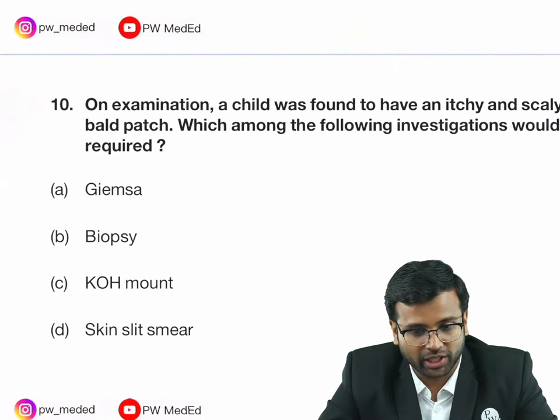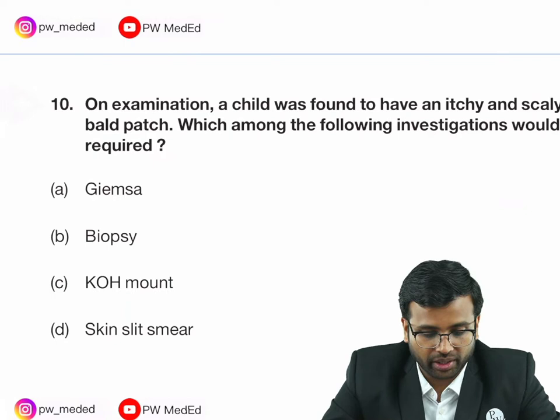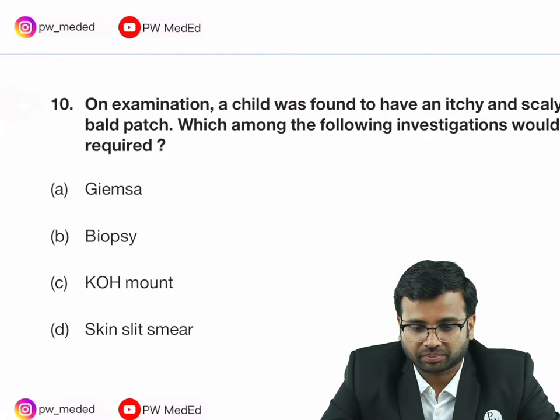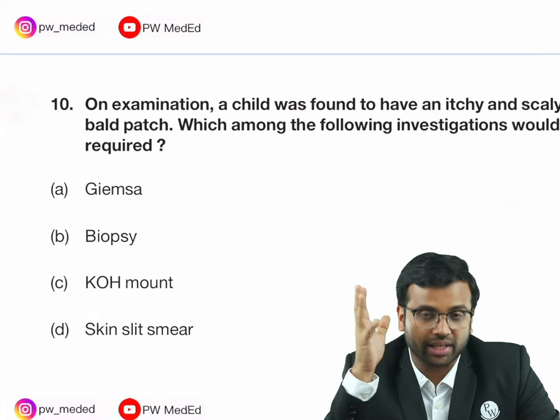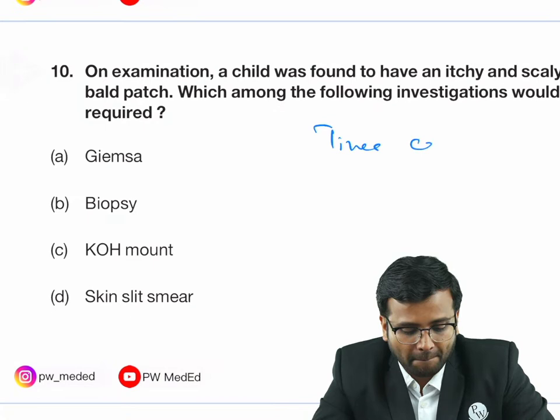On examination, a child was found to have an itchy and scaly bald patch. Which among the following investigations would be required? What is the right answer? Whenever there is a child who complains of an itchy scalp associated with scaling and some loss of hair, what comes to our mind? The diagnosis that comes to our mind is always going to be something like tinea capitis, isn't it?